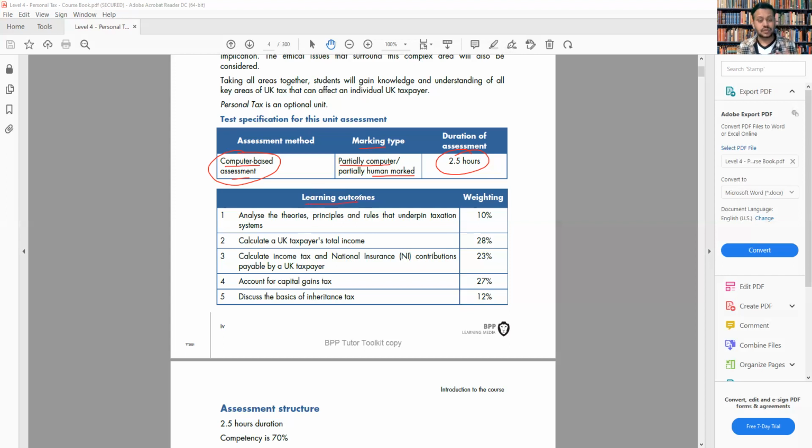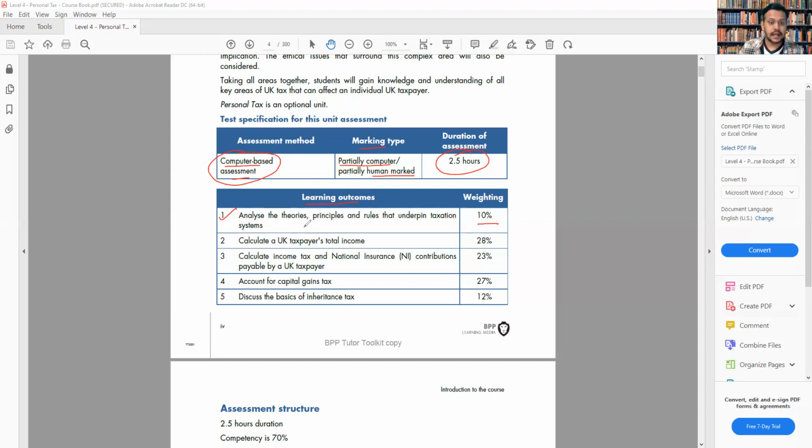Let's have a look at the learning outcomes. How many marks are you going to see from which area? Let's have a look. Number one, this topic is very straightforward, and most of the time this question comes from either a multiple choice question, true or false, or connecting the right answer from the left and right box. This question will give you 10 marks.